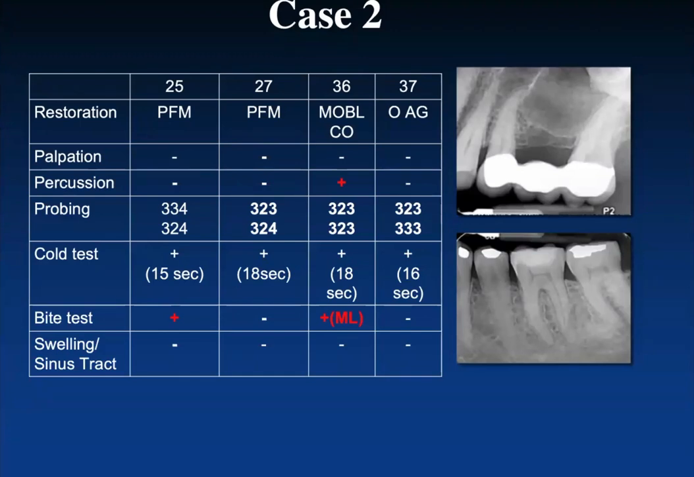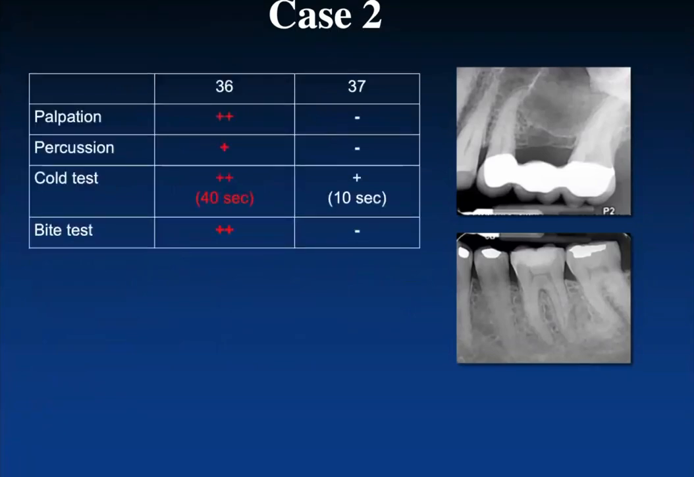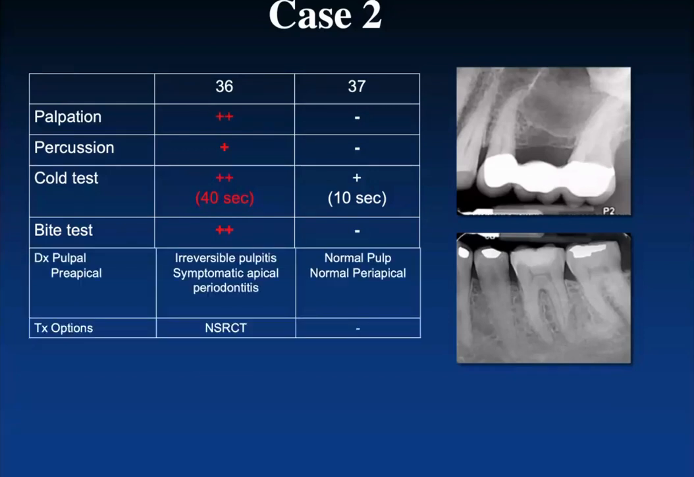So in such cases, when we are not conclusive about what's going on and we couldn't reproduce the patient's symptoms, we bring the patients back after 2 weeks or when their symptoms get worse. So 2 weeks later, we tested again. It's more conclusive what's happening with the 3.6. The 3.6 was sensitive on palpation, percussion, cold testing was lingering, and the bite test was positive. Especially since the patient at this time didn't take Advil, the tests were more conclusive of what's going on here: irreversible pulpitis and symptomatic apical periodontitis.